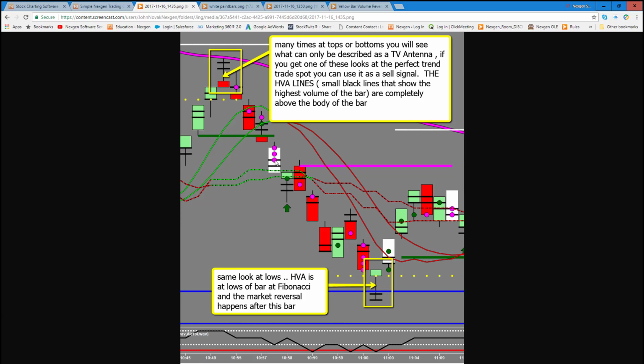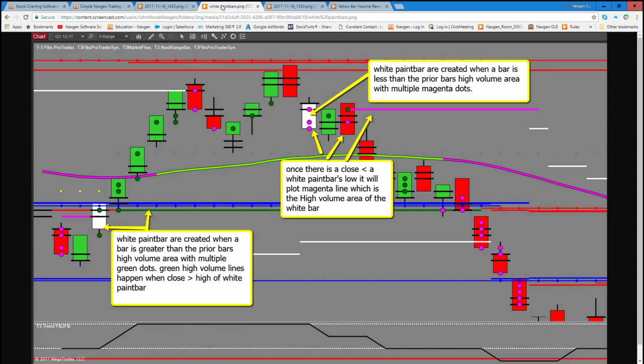If we were to anticipate a long trade from Fibonacci support, the same look, these two little black lines are the high volume area, the bar goes down and then it reverses to the upside, that would be a long signal for us. So again, it's literally just the bar structure itself, and for lack of a better descriptor, it looks like a TV antenna.